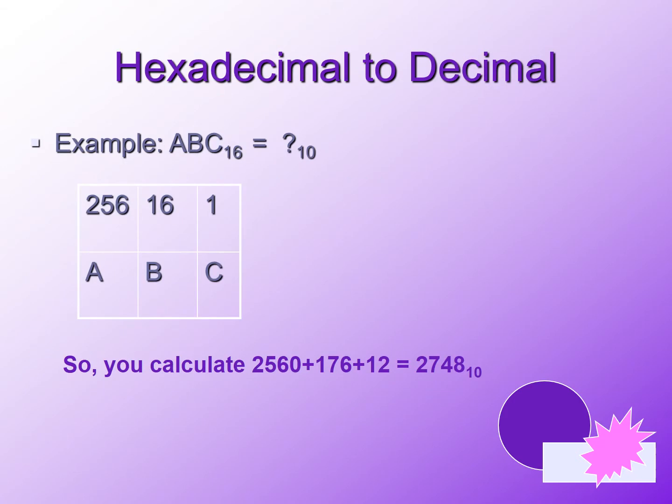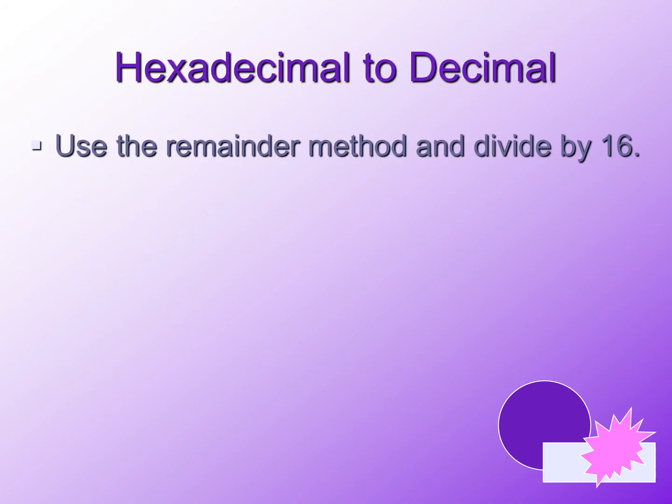So let's go hexadecimal to decimal. I've got the positions laid out. I want to know what ABC is. Base 16, what's that in base 10? Put the ABC in there, and I have 256 times A, which is 10, 16 times B, which is 11, 1 times C, which is 12. So 256 times 10 is 2,560, 16 times 11 is 176, and 1 times 12 is 12. Add those all together, and I get 2,748. So ABC, which is a hexadecimal number, converts to 2,748 in base 10.